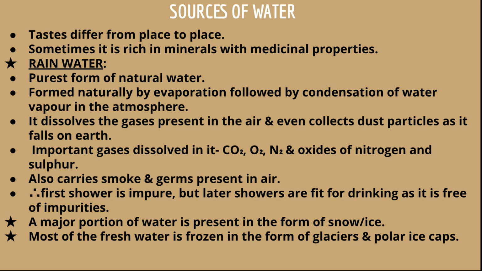The important gases dissolved in it are carbon dioxide, oxygen, nitrogen, even the oxides of nitrogen and sulfur oxides. All these gases are dissolved in the rainwater. This can produce some pollution. When more carbon dioxide is dissolved in the rainwater, carbonic acid is produced.